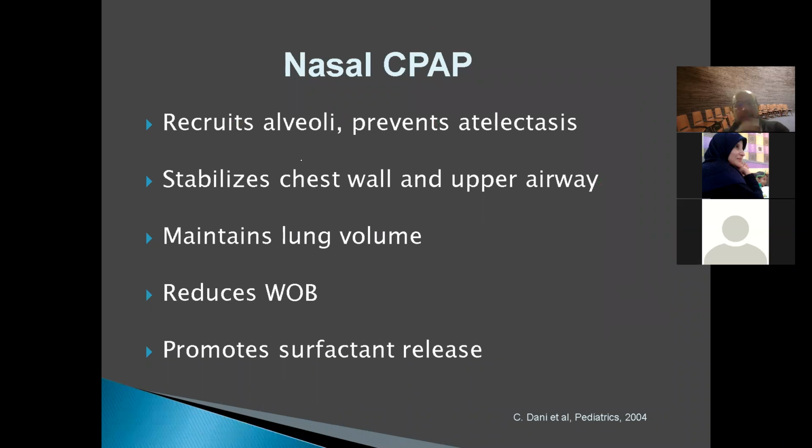Okay, we explained the advantages of CPAP. The main advantage of PEEP is to recruit the alveoli and prevent atelectasis. You also stabilize the chest wall and upper airway, maintain the lung volume, reduce the work of breathing, and promote surfactant release.